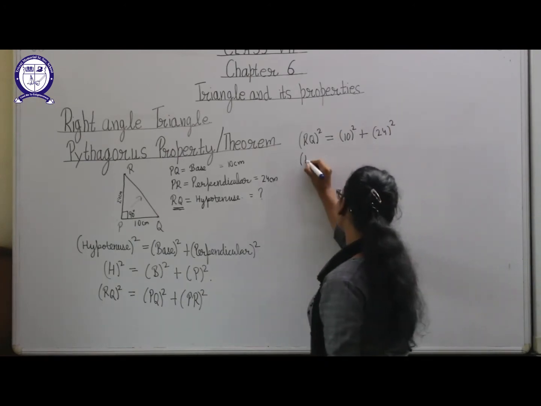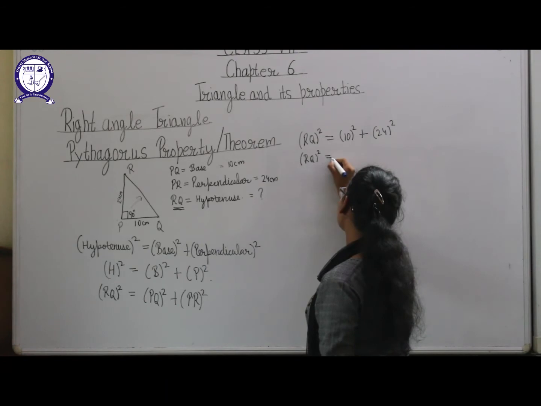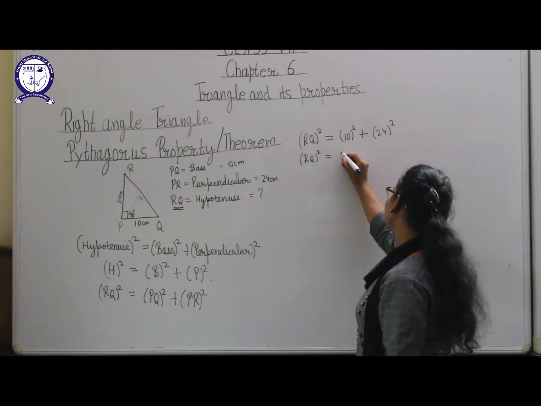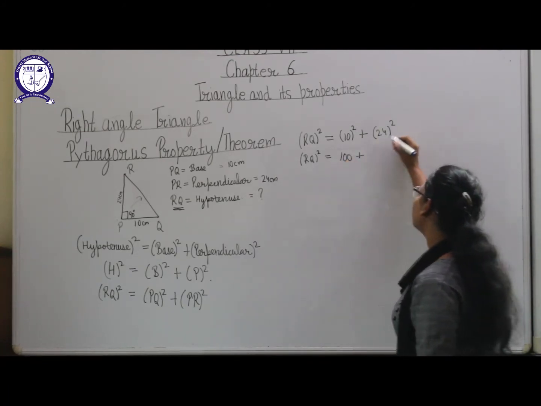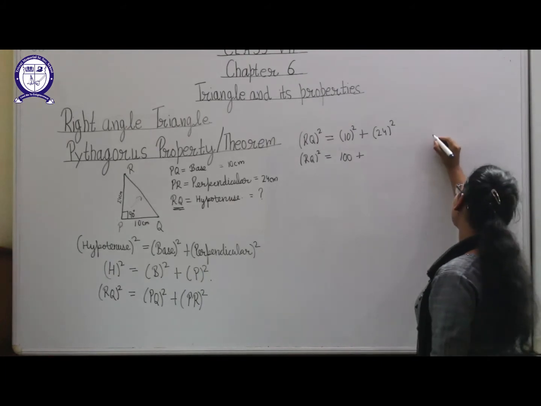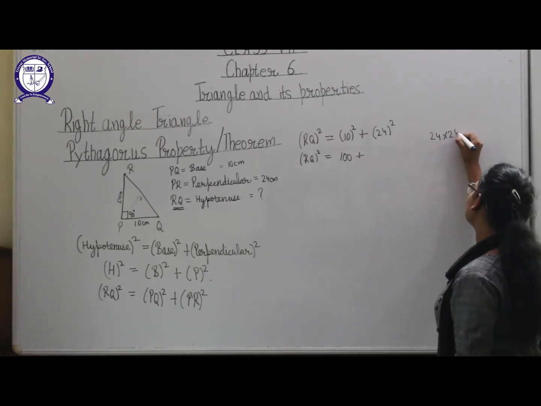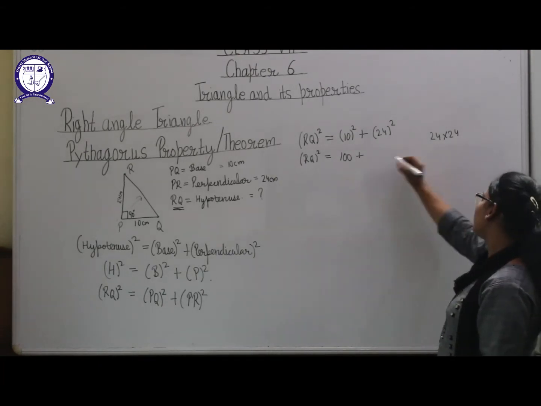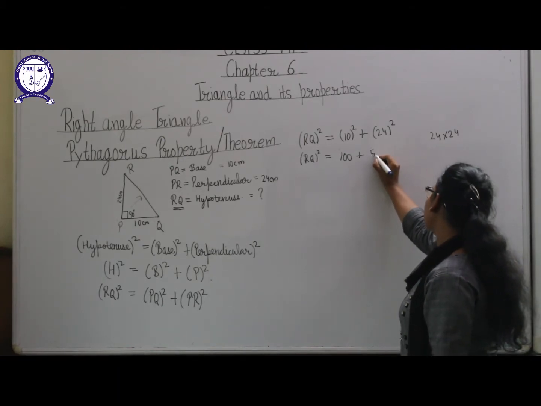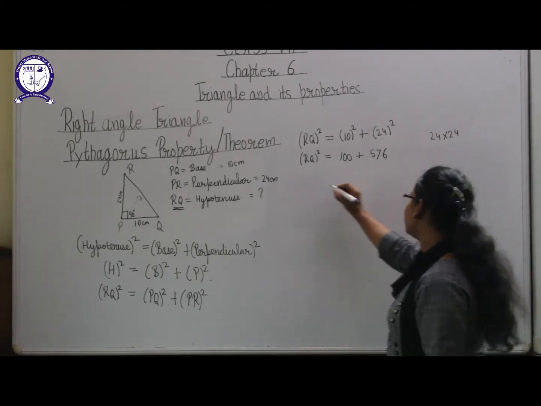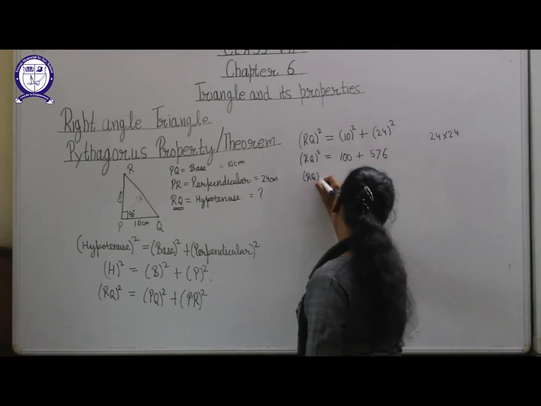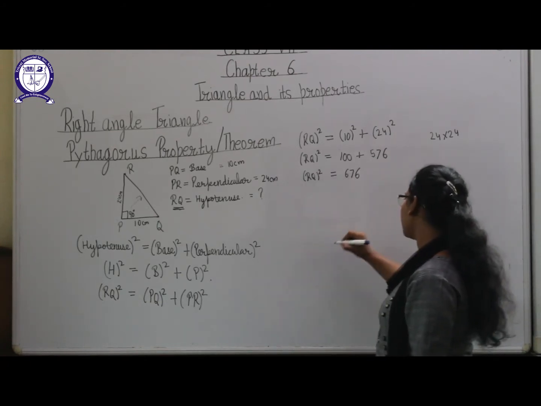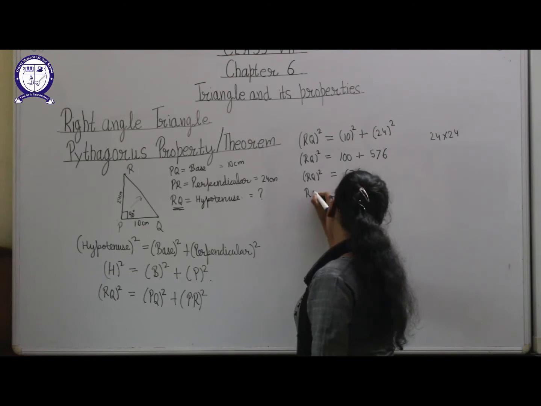Now we will start solving it. RQ square, meaning hypotenuse square, will be 10 square. 10 square means 10 multiplied by 10, so we will get 100 plus 24 square. 24 square means we have to multiply 24 into 24. Okay, and if we multiply 24 into 24, we will get 576. Now what we have to do? We have to add them. So 576 plus 100 will be 676. Now here is RQ.